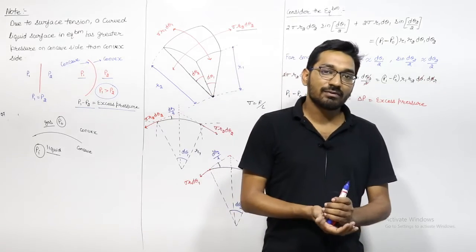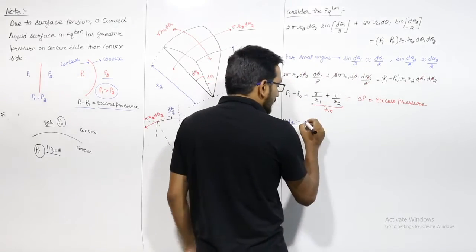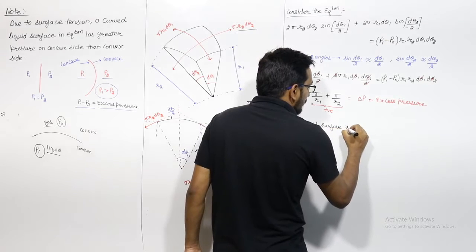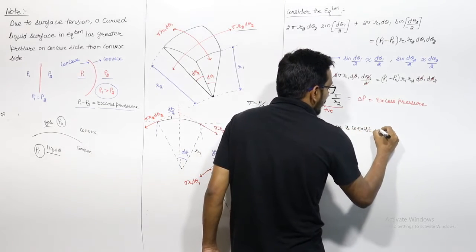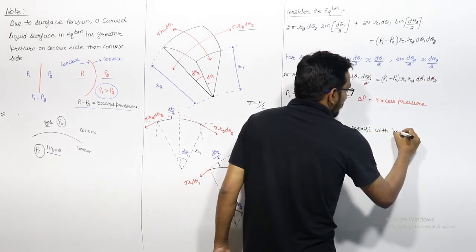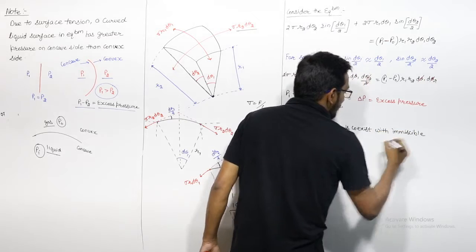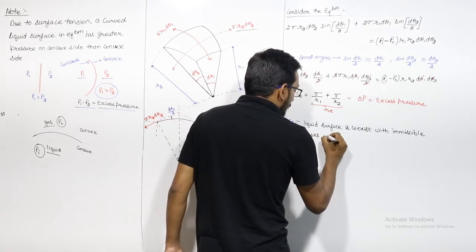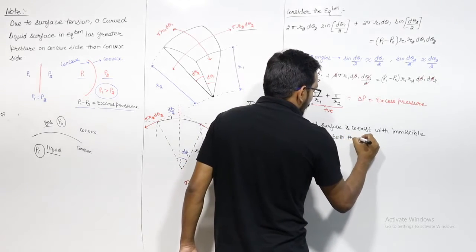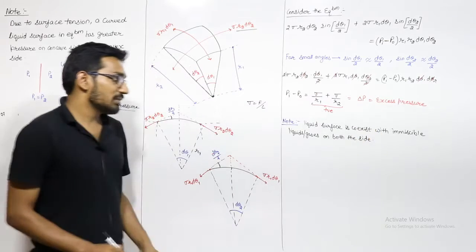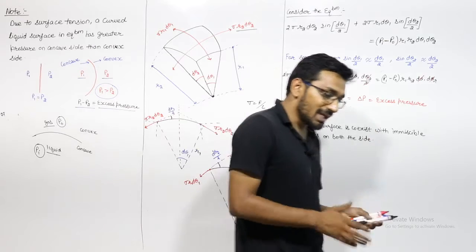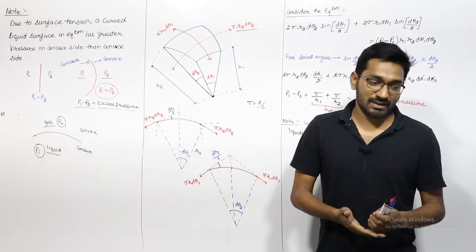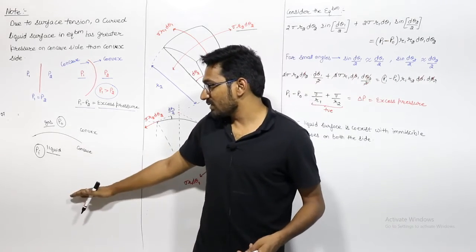But there may be the case when the liquid surface coexists with immiscible liquids or gases on both sides. If the liquid surface is in contact with different liquids and gases on both sides, then we have two interfaces. Suppose here we have liquid, here it is gas.